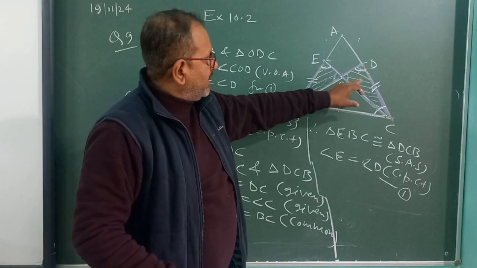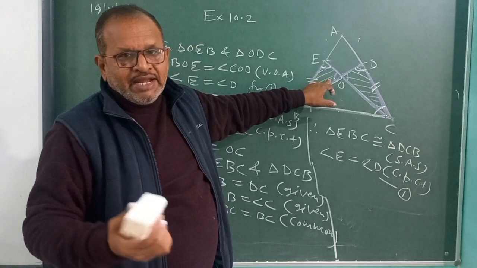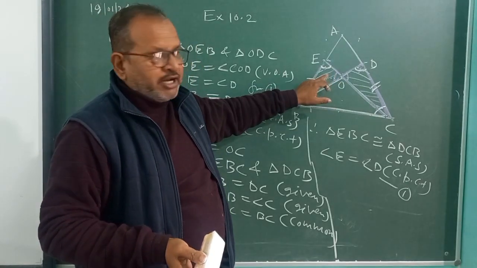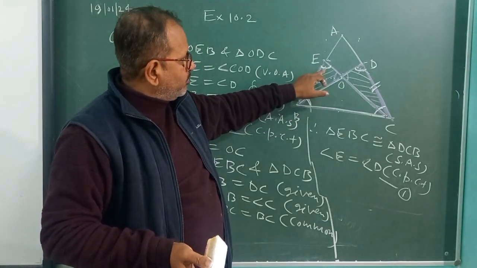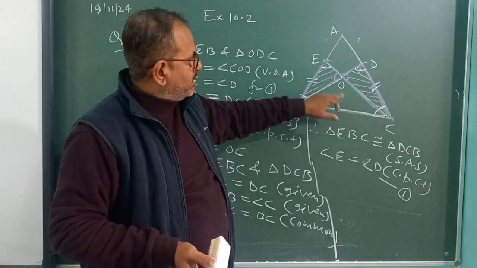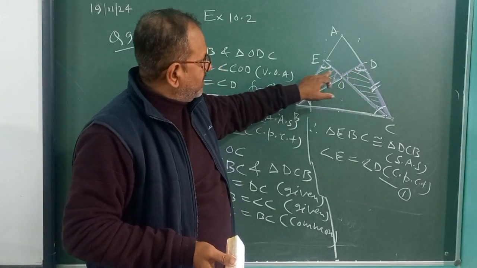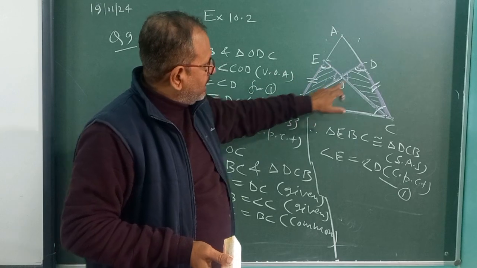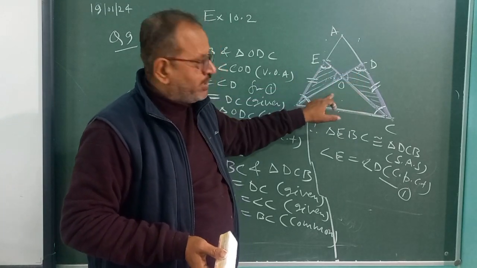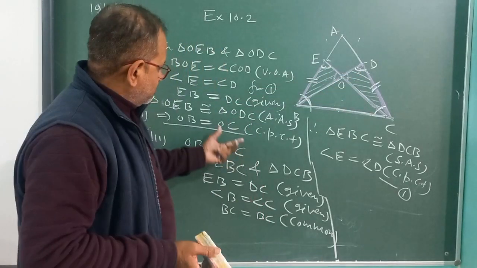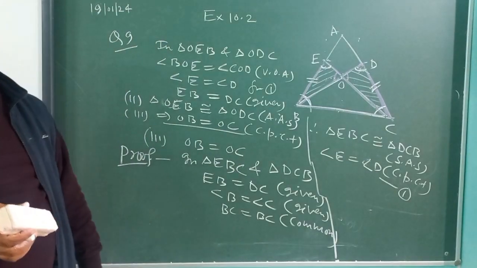These two triangles we have proved congruent. Then we can write corresponding part equal. Corresponding part means side opposite to equal angles are corresponding sides. So here two angles are equal, E and D. Their opposite sides OB and here opposite side OC, both will be equal. So we have completed question number 9.